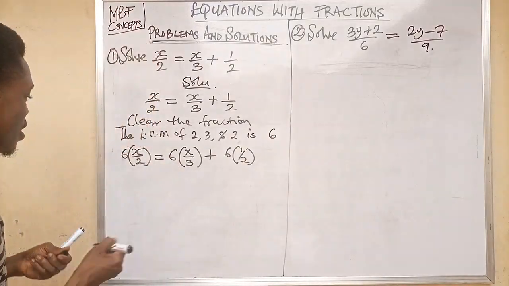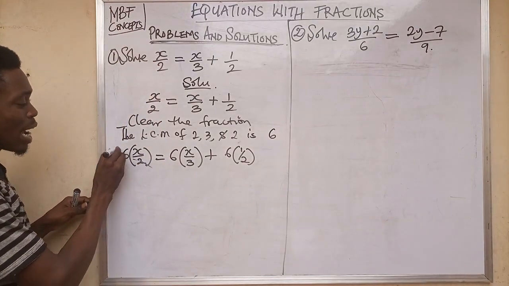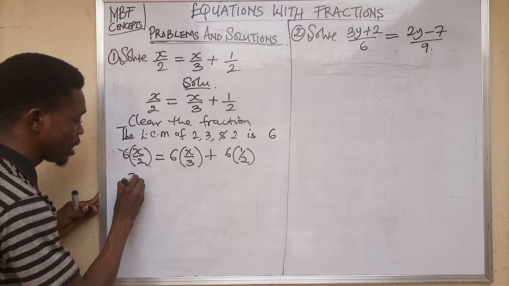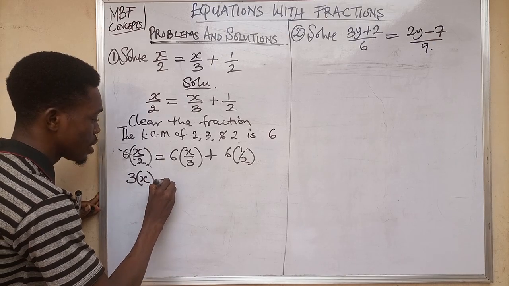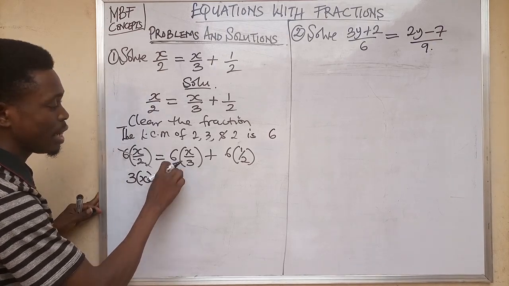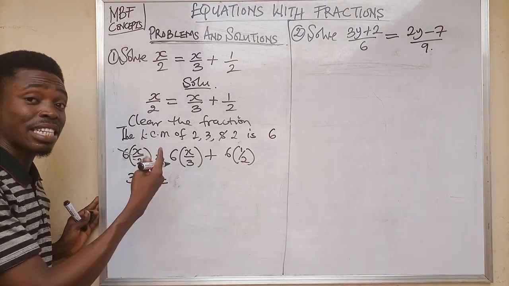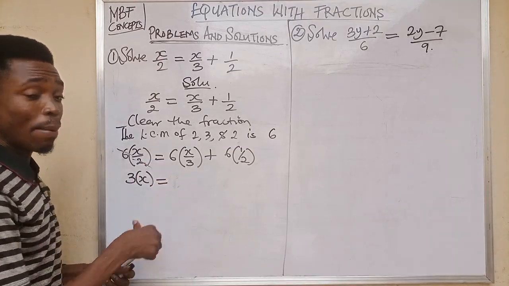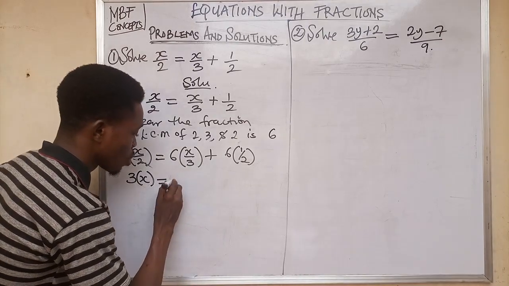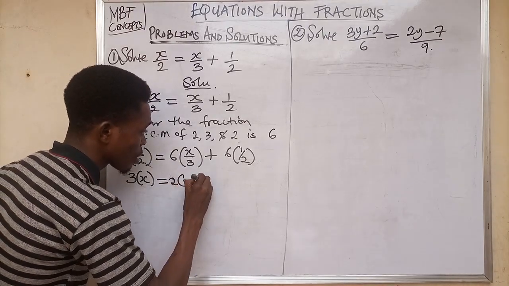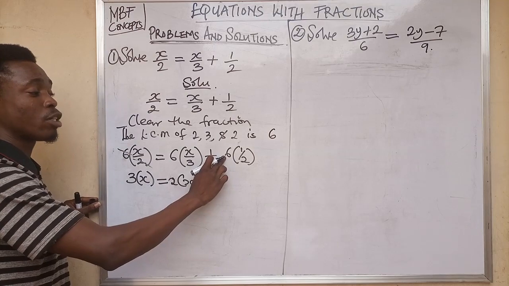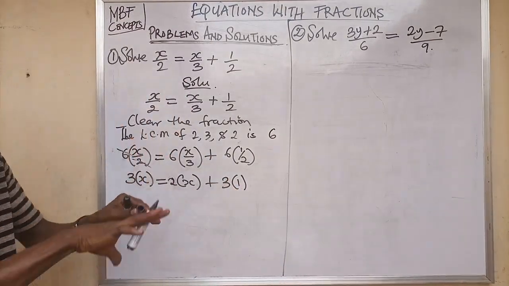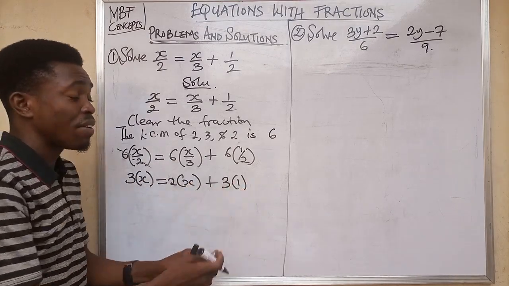Now, what do we do next? The next thing we do is that 3 goes into 6 to give us 2. We are going to have 3 open bracket x equal to, now this 6 is divisible by 3. Understand that this 6 is at the numerator, while 3 is at the denominator. So we have 6 divided by 3, which is 2, so we have 2 times x. Then plus 6 divided by 2, which is 3, times 1. The numerator is what you have inside the bracket.